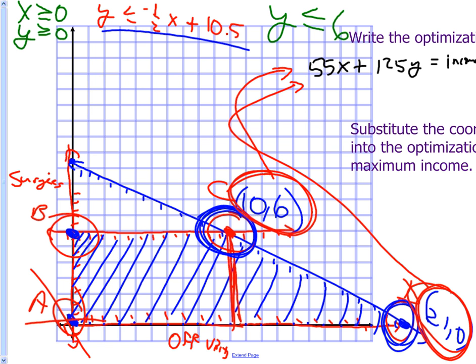All right, so 10 comma 6. I'm going to stick in a 10 and a 6. So 55 times 10 plus 125 times 6 equals some amount of profit. Somebody figure that one out. And a different person, would you figure out the one where it's 55 times 21 plus 125 times 0? That's easier. Okay, who's got the first one?